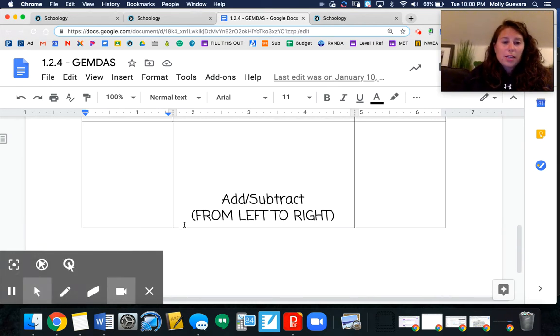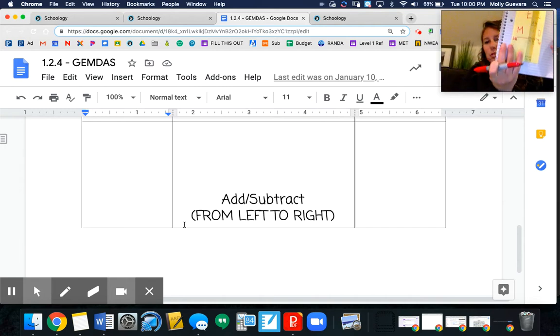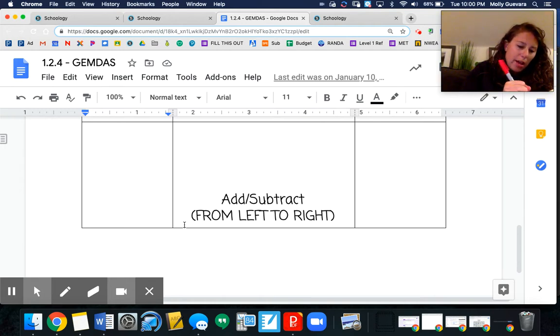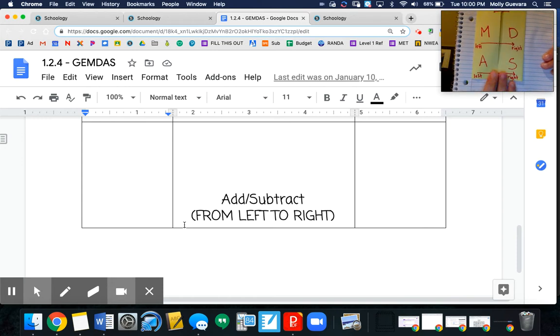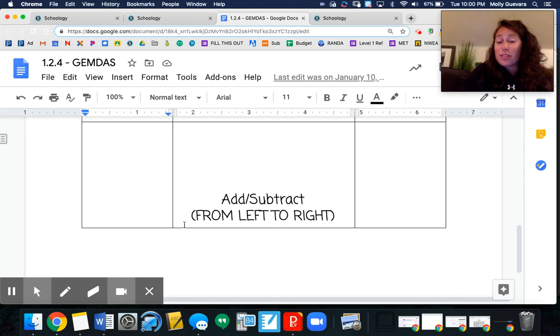And then our last one is add, subtract from left to right. So on my foldable, again, I'm going to go add, subtract, and then I'm going to draw that arrow and remind myself that I'm going left to right. And I'll show you here in a second. So pause the video if you need, but okay, add, subtract from left to right. So same idea. Whatever comes first, that is what you have to do first. So let's look at a problem that kind of covers all of the bases.